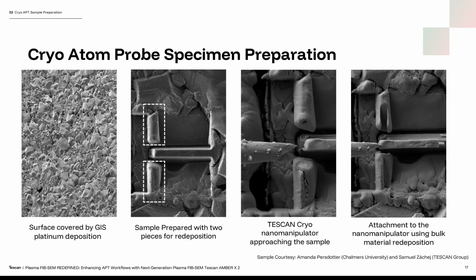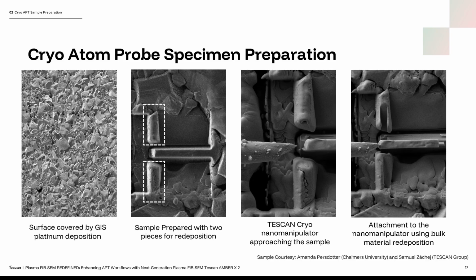To the left, you can see an important distinction. Unlike a regular GIS site-specific deposition, the entire surface has been covered with platinum by GIS. This approach is typical for cryo-prepared samples. In the next step, we've prepared a sample within a trench. Notice the two uncovered sections. These are intentionally left as attachment points for the needle, providing a precise alternative to GIS attachment.